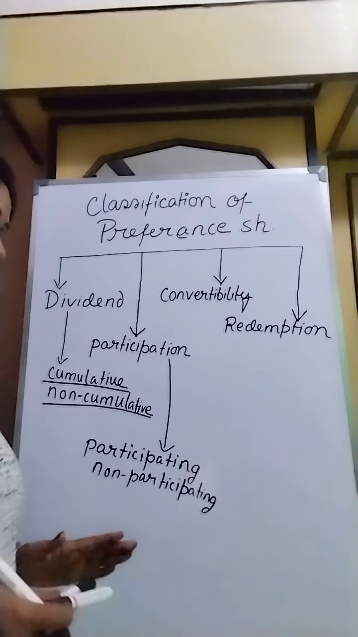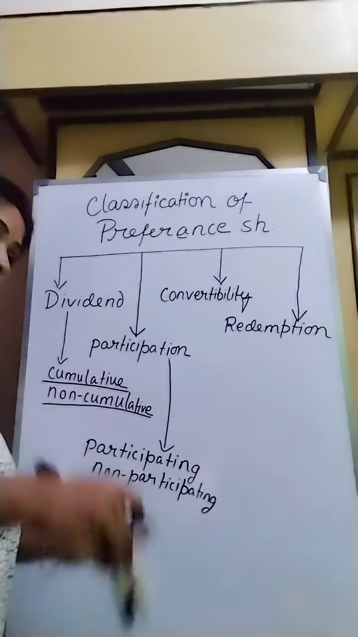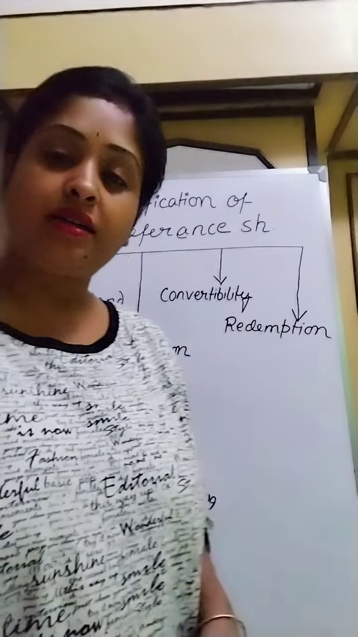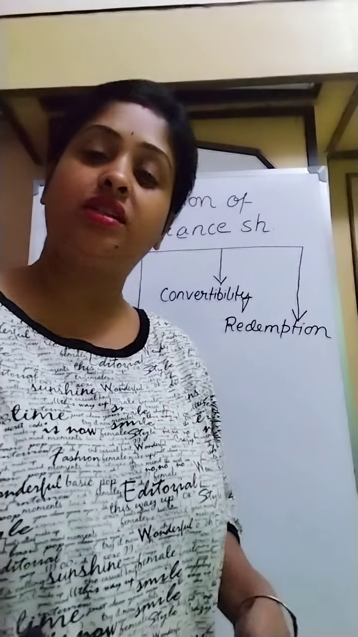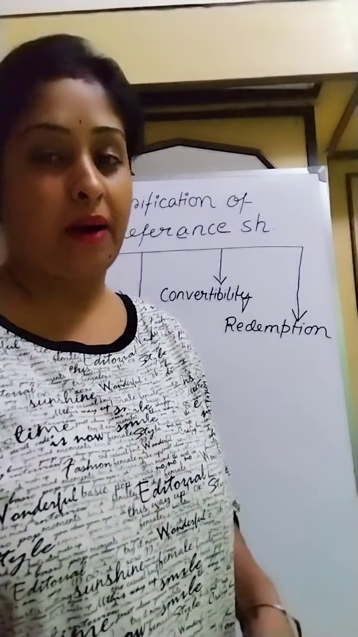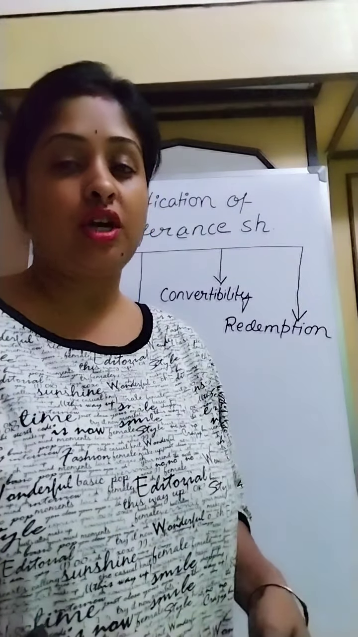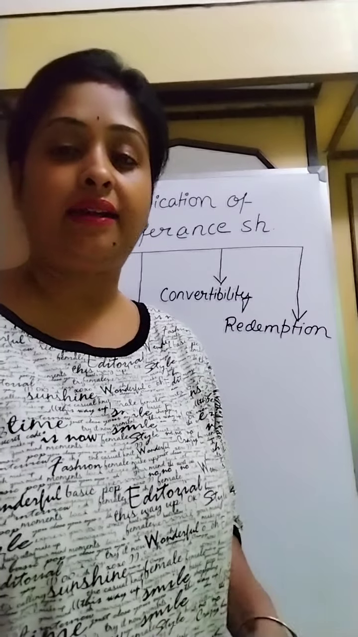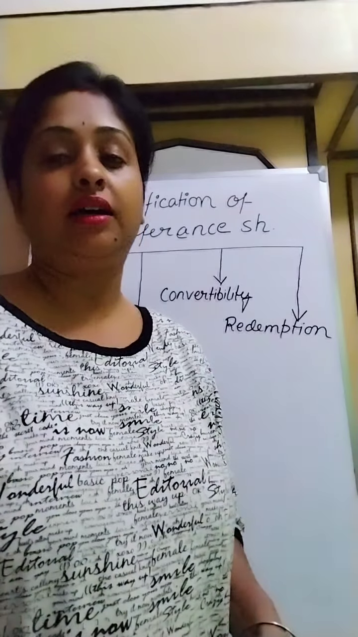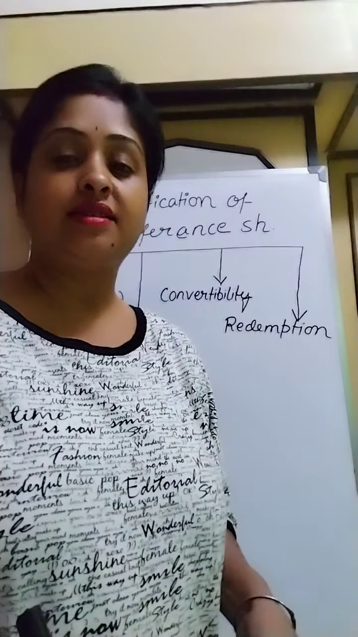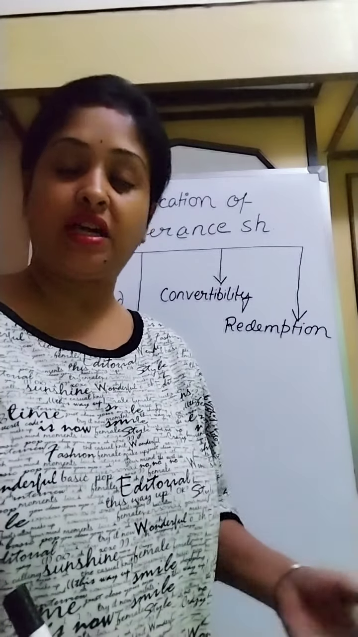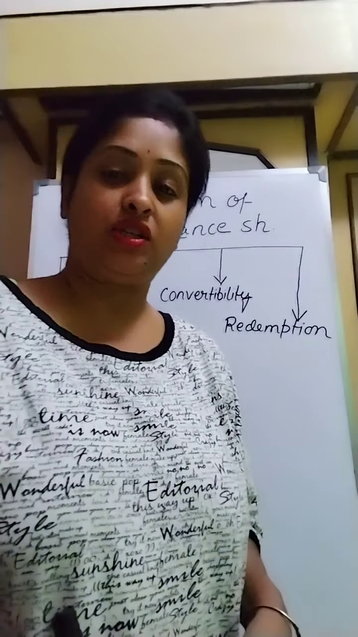That means those preference shareholders who can participate in the profit after the dividend payment to the equity shareholders are called participating preference shareholders, and non-participating preference shareholders are not entitled to get any dividend from the profit after dividend is paid to the equity shareholders.